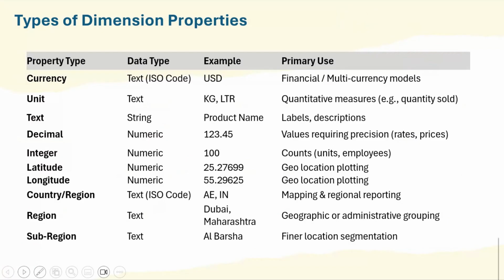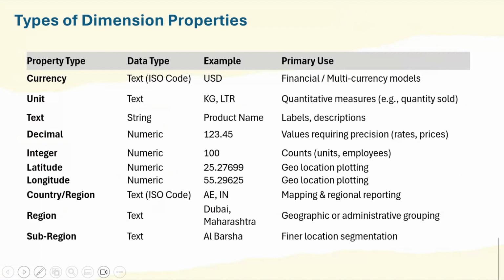So what is a property? For example, you have a cost center. Now this cost center belongs to a particular department. That department belongs to a particular division. That division belongs to a particular company code. That company code belongs to a particular organization. So this is one example. Like this, these are the properties.